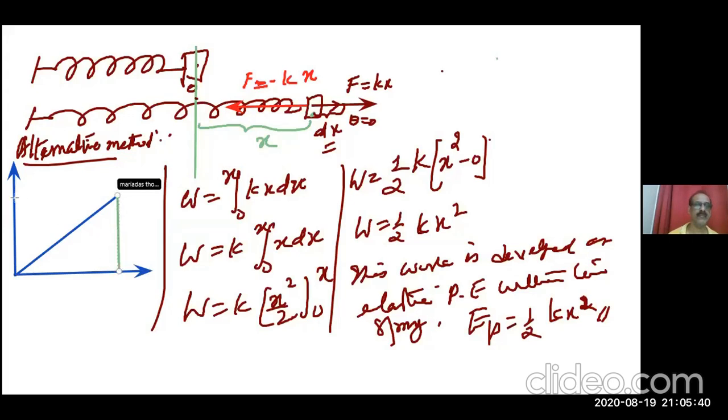This is the graphical method, the second one, an alternative method. Write an alternative method only if they ask you. Otherwise, don't write it.